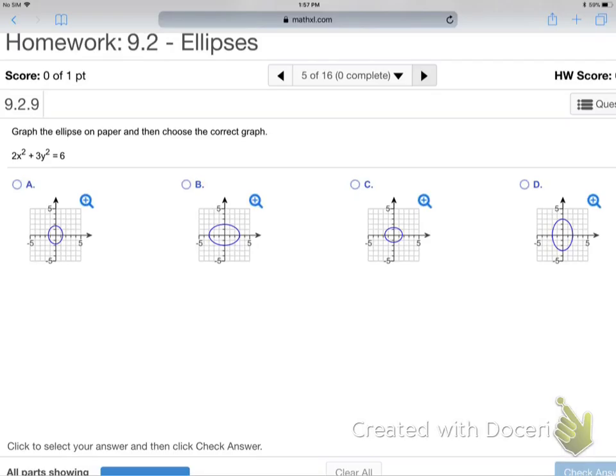Okay. So we have 2x squared plus 3y squared equals 6. What are you going to do first? Divide through by 6, right? Whenever there's a number on the right side other than 1, divide everybody by that number. That'll make the right side 1. So divide through by 6, 6, 6, 6.